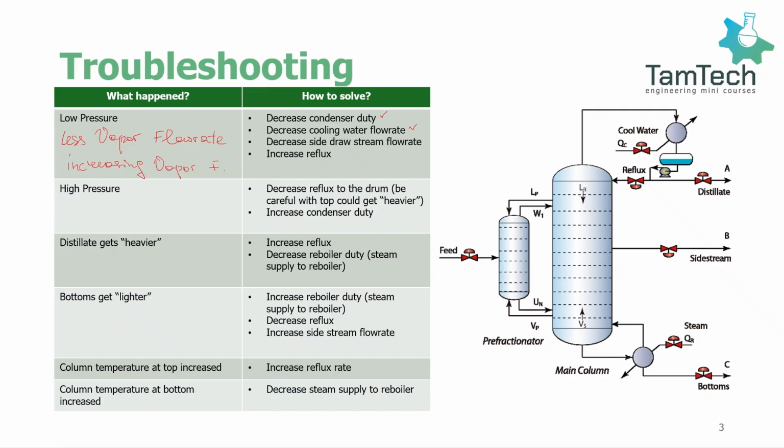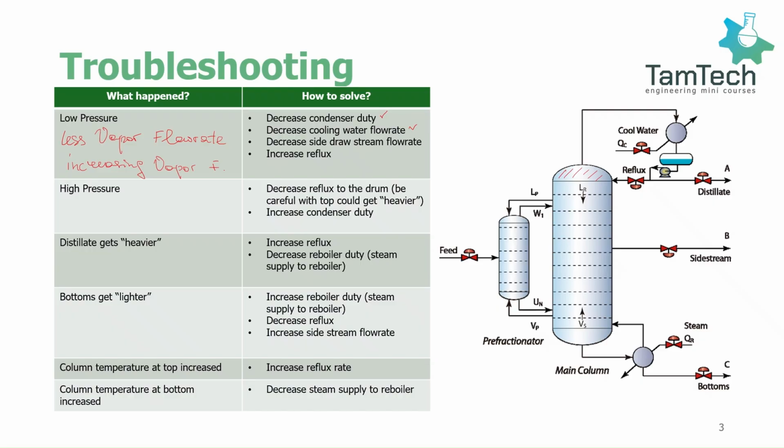So we will have more vapor in the overhead part. As we will have more vapor, it means the pressure will increase. Also, we can decrease the side stream flow rate. Why is it effective? Because by decreasing the side stream flow rate, we can increase the amount of liquid in the trays. So this will also contribute to the creation of more vapor in the distillation column, as we have more fluids, and it will also increase the pressure.